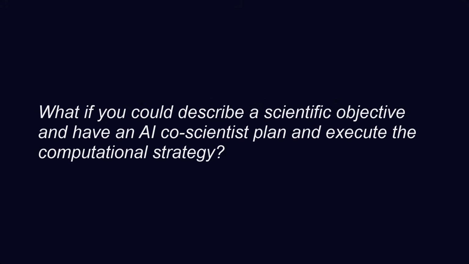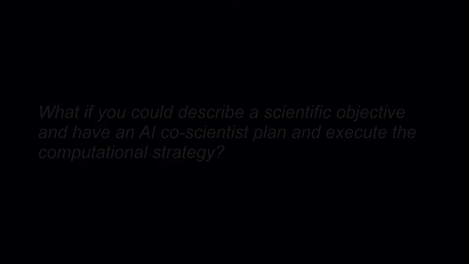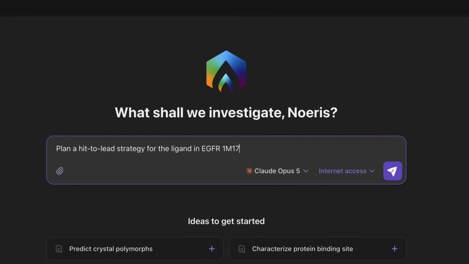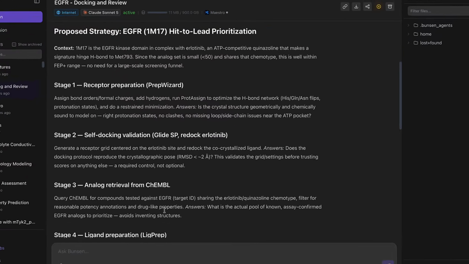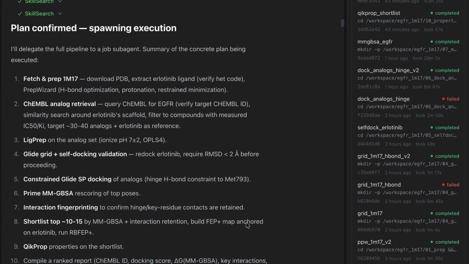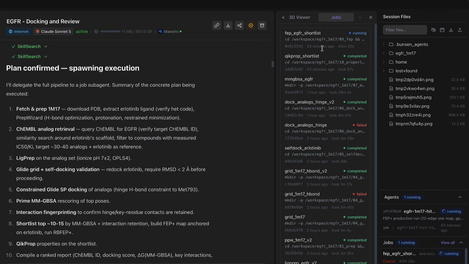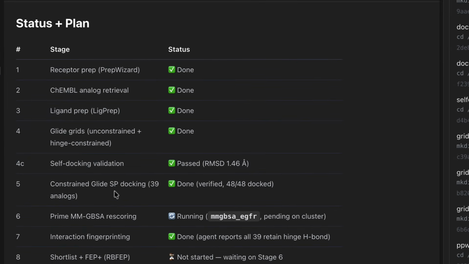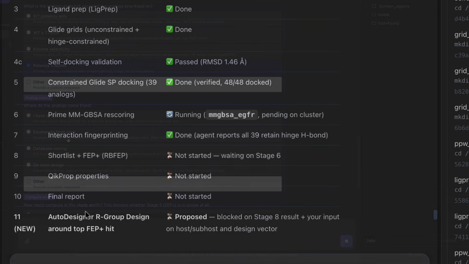What if you could describe a scientific objective and have an AI co-scientist plan and execute the computational strategy? Introducing Bunsen, Schrödinger's agentic AI co-scientist for molecular discovery. Describe your objective in natural language, and Bunsen identifies the appropriate computational methods, builds the workflow, and executes it across the Schrödinger platform, from protein preparation and docking to FEP+ and AutoDesigner.